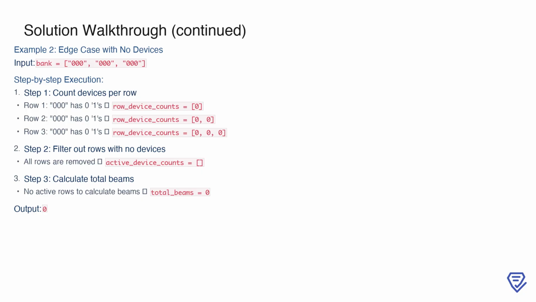Next, we filter out rows with no devices. Since all rows have 0 devices, they are all removed, leaving us with an empty active_device_counts. With no active rows remaining, there are no possible beams to calculate, so the total number of beams is 0. The output for this example is 0.